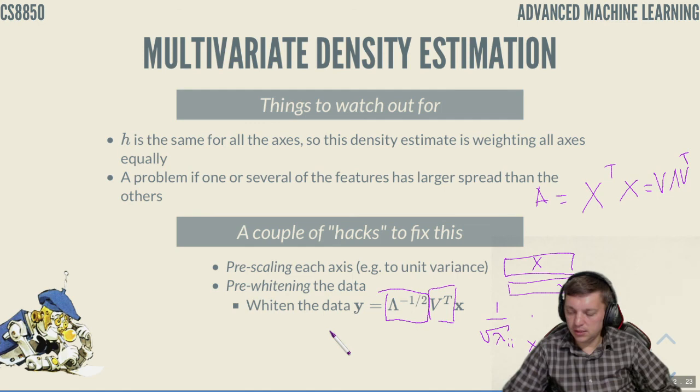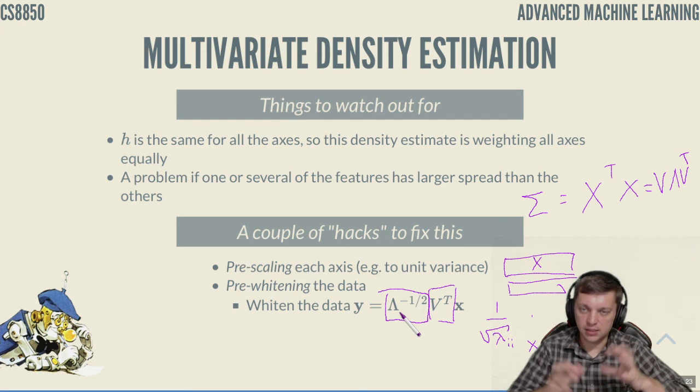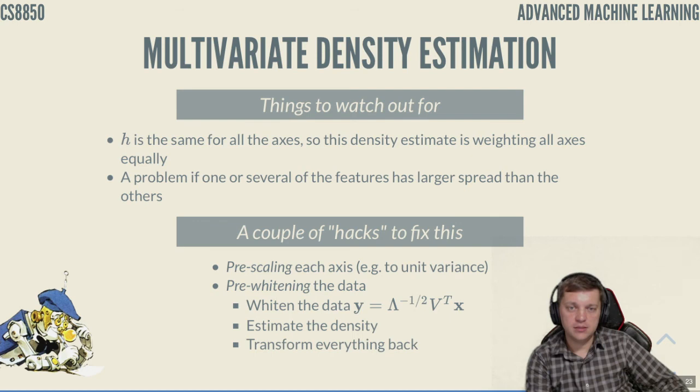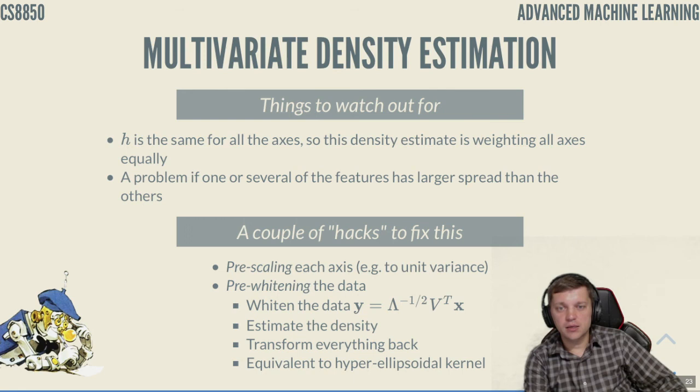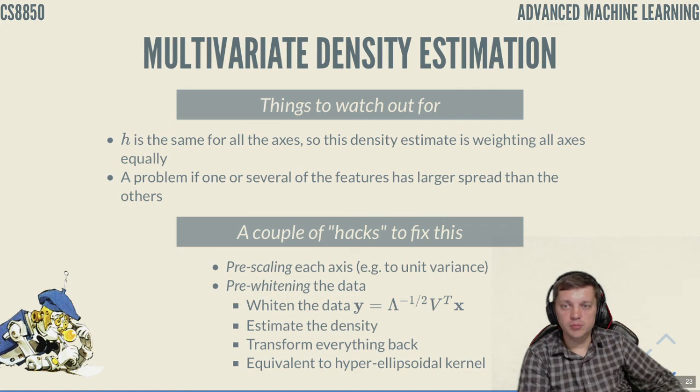Basically, we rotated and scaled all of the eigenvalues. Rotated in the space of eigenvectors of the covariance matrix of our data, and then scaled all of the axes proportionally to their eigenvalues. And then we can estimate the density and transform everything back by the inverse transform. Or we can just use a hyperellipsoidal kernel that does this all implicitly.